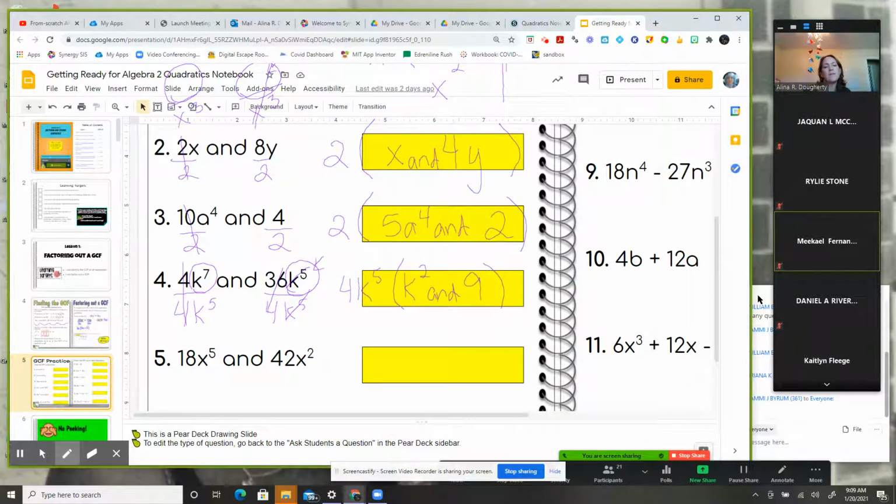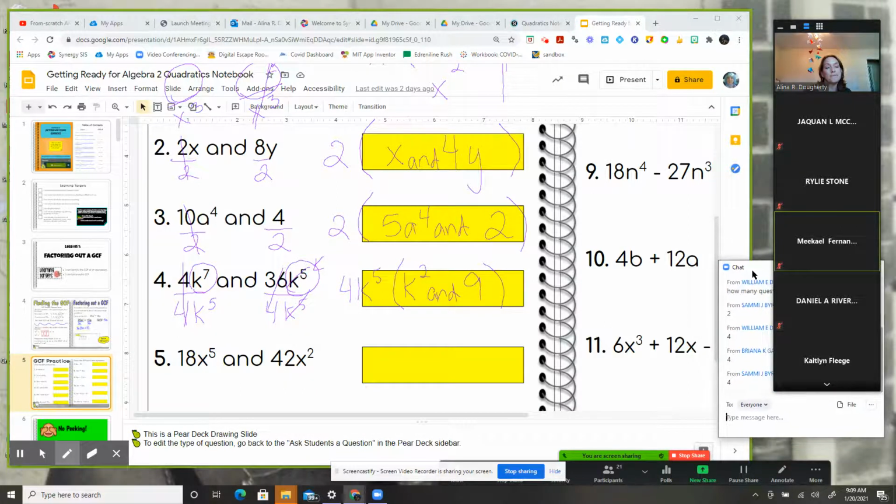Try number 5 on your own. And when you think you have the greatest common factor, put it in the chat.